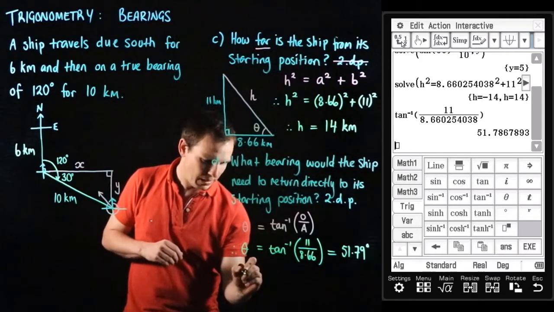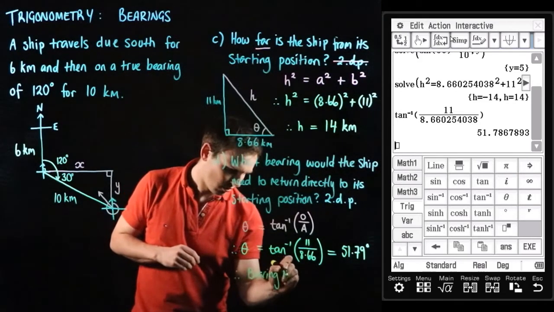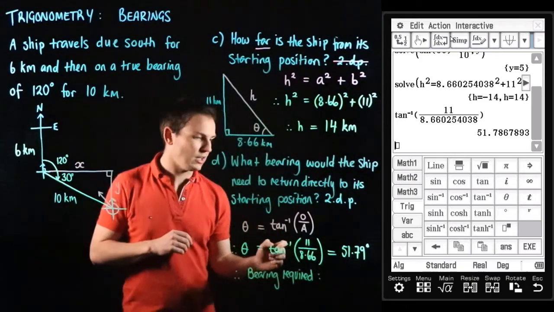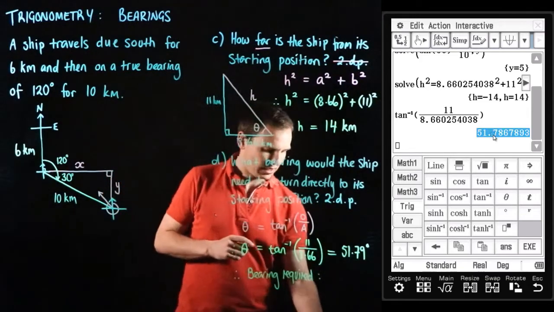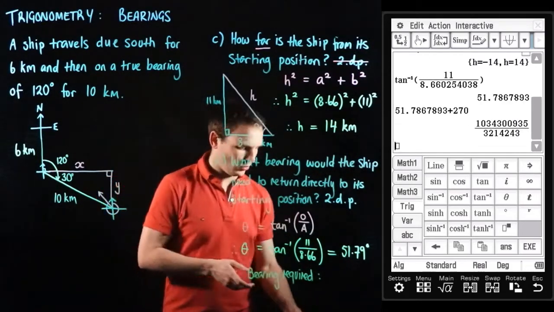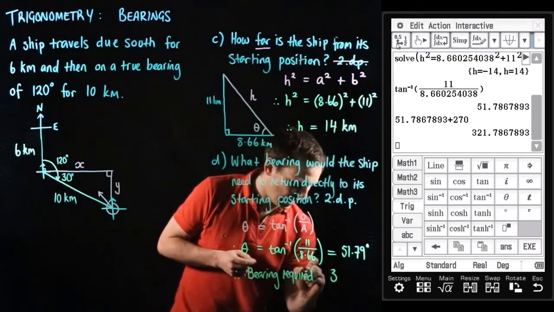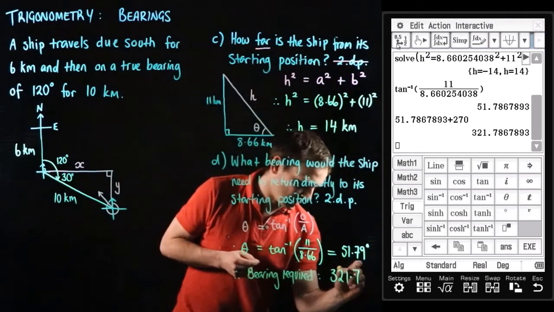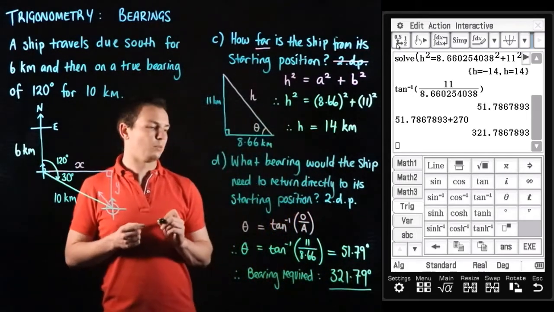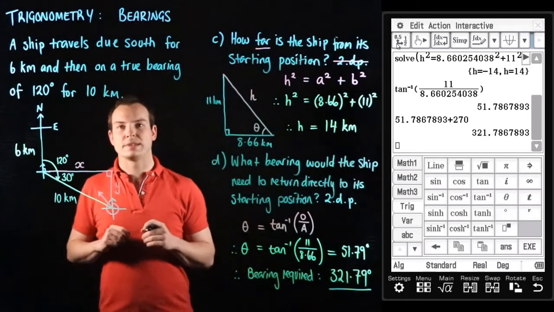So therefore, the bearing that we need is going to be 51.79, and then we're going to add on to that 270, and our calculator tells us that that is 321.79. So 321.79 degrees, and that's the true bearing to 2 decimal places that the ship would need to be able to get from where it ended up back to the starting position.